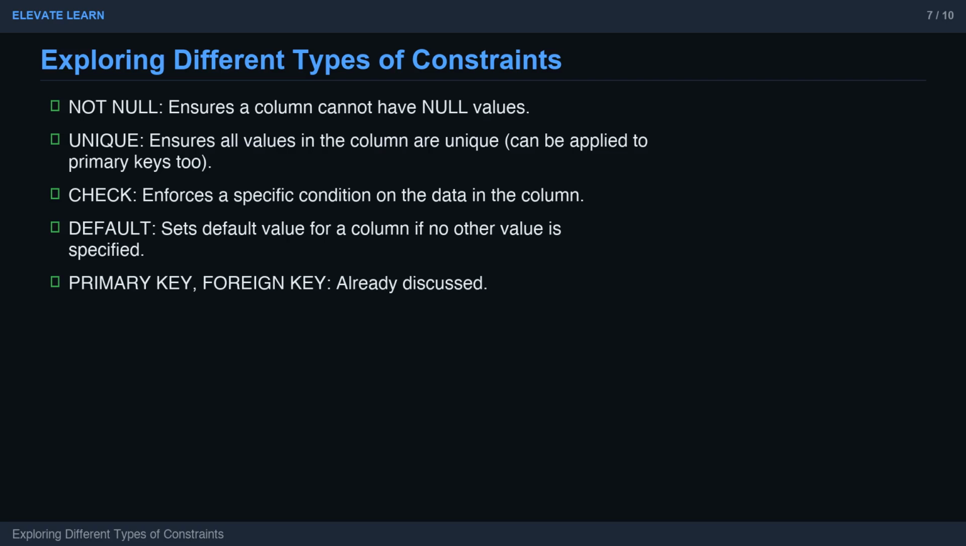Then, check comes into play when you need to enforce a specific condition on the data, like making sure ages are positive numbers. Default helps set a fallback value if no other is provided, ideal for optional fields. Lastly, we'll touch briefly on primary key and foreign key, topics already covered in our previous session. These constraints are your tools to keep your database neat and tidy.